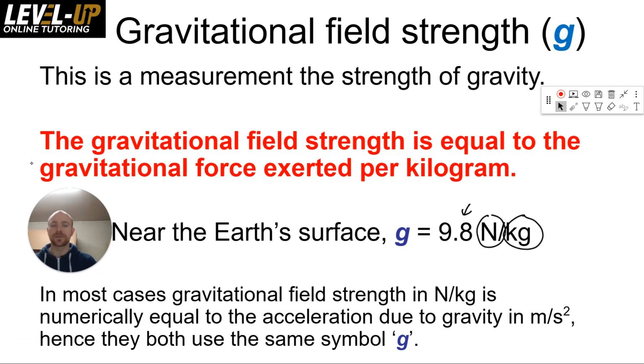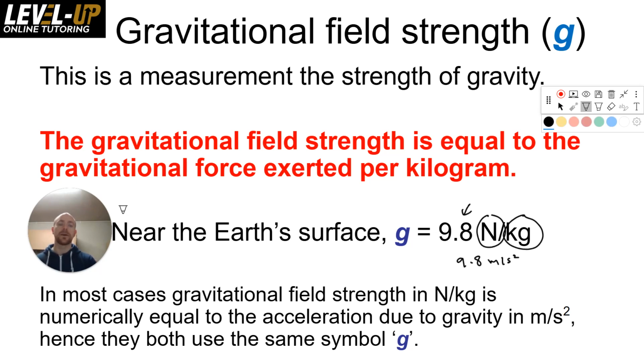In most cases, gravitational field strength in newtons per kilogram is numerically equal to the acceleration due to gravity, which is in meters per second squared. So they both have this symbol g, and so sometimes you might see the gravitational field strength quoted as being 9.8 meters per second squared on Earth, or different values for different places. Okay, so don't be put off by those units. We'll see why that's the case in a second.